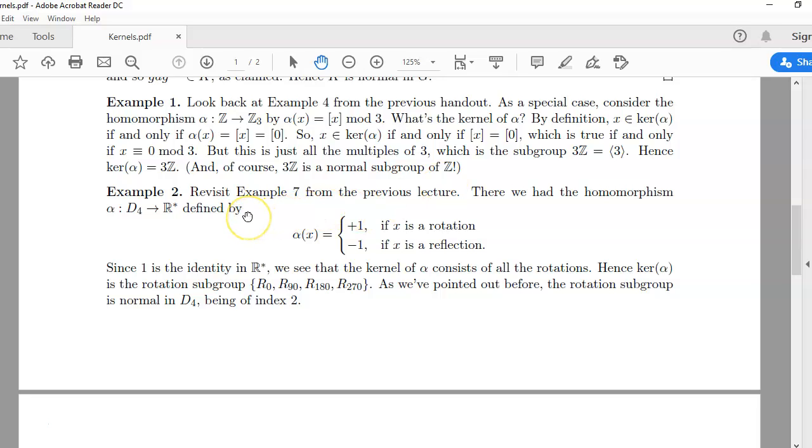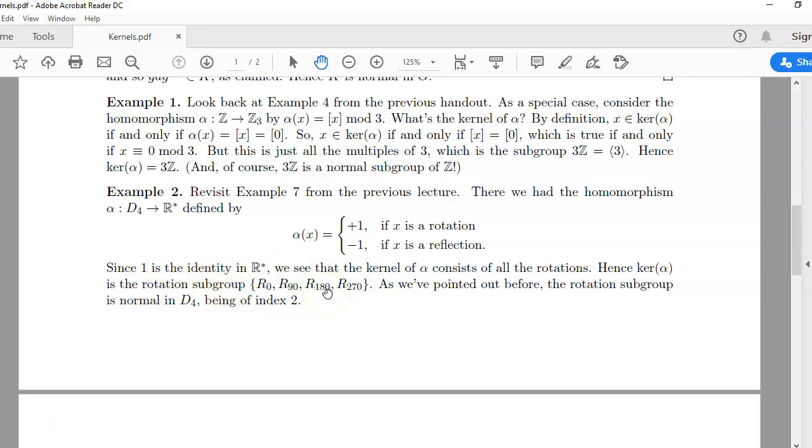A really nice example of this is example 7 from the prior handout. Here's a piecewise homomorphism that goes from D4 to R star, the multiplicative group of the non-zero real numbers. Here you let alpha of x be 1 if you plug in a rotation, and negative 1 if you plug in a reflection. So what's the kernel of this homomorphism? Well, the identity in R star is 1. So you're asking, who maps to 1? Well, the rotations do. So the kernel of alpha is just the rotation subgroup.